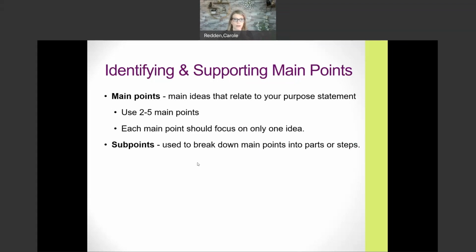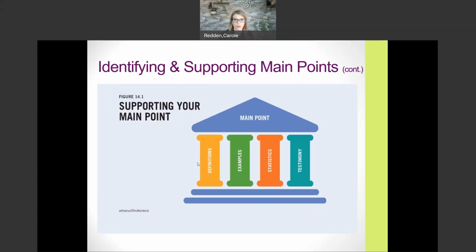And we'll talk about some ways subpoints you can use would be, if you look at this illustration here, you see what kind of looks like a house where the roof of the house is the main point. And again, you'll have 2 or 3 of these. And then underneath the main point, you have what look like pillars that hold up or support the main point. Those come in the form of a definition, examples, statistics, testimonies. Testimonies are like personal stories.